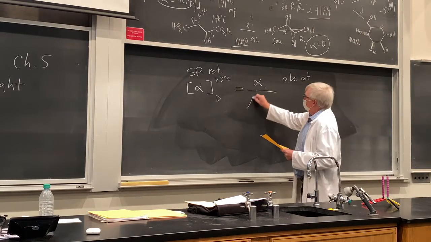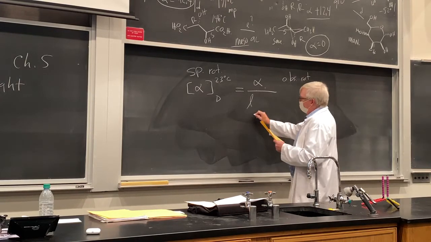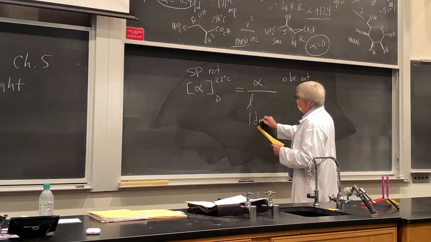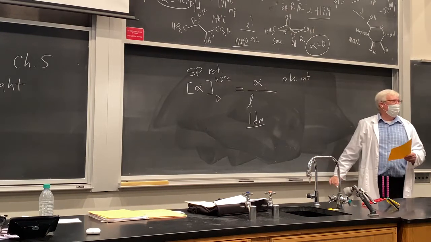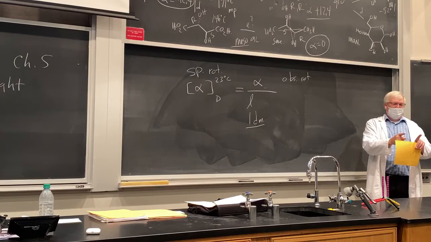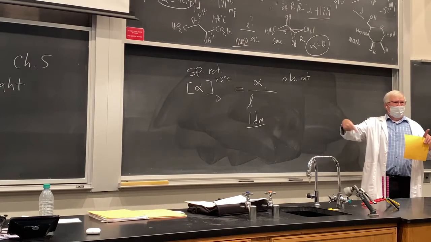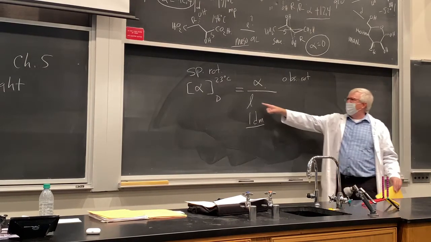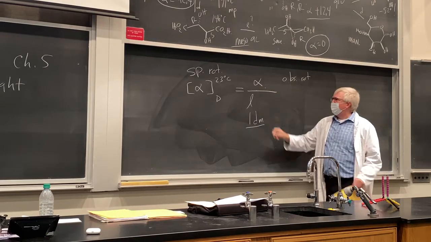The length of the tube, L, which is almost always in decimeters, which is a weird unit. None of these are SI units, by the way. 1 decimeter length, that's a standard length for a polarimeter to do the calculation. If it's a longer tube, you have more chiral material, so your observed rotation will actually be larger. So this is why it's in the denominator, right? If it's a longer tube, that detracts from that.